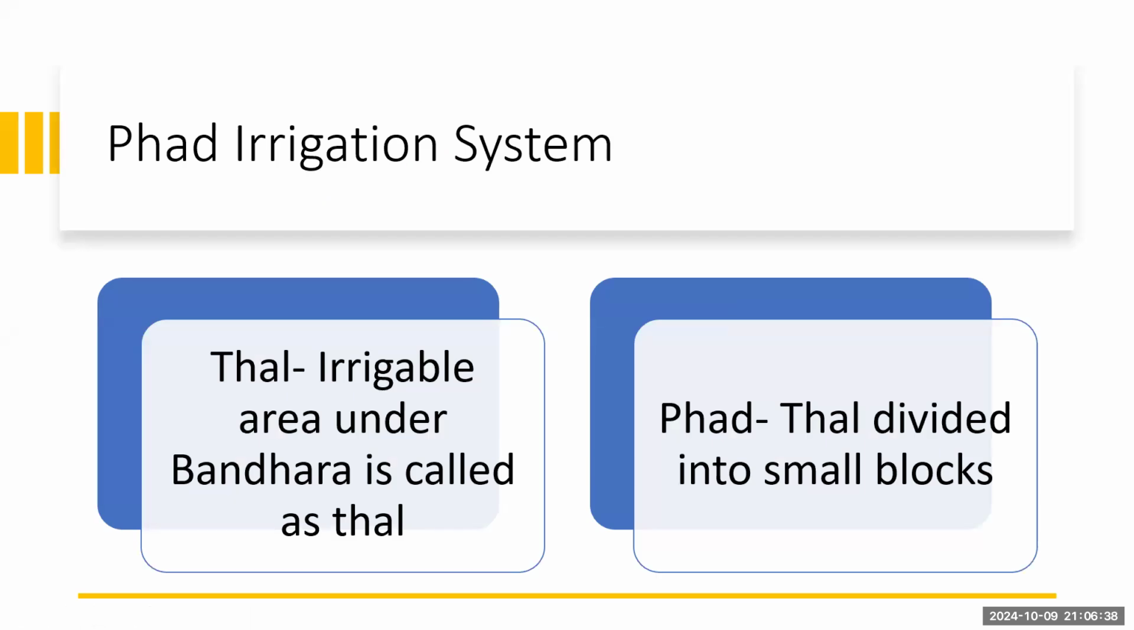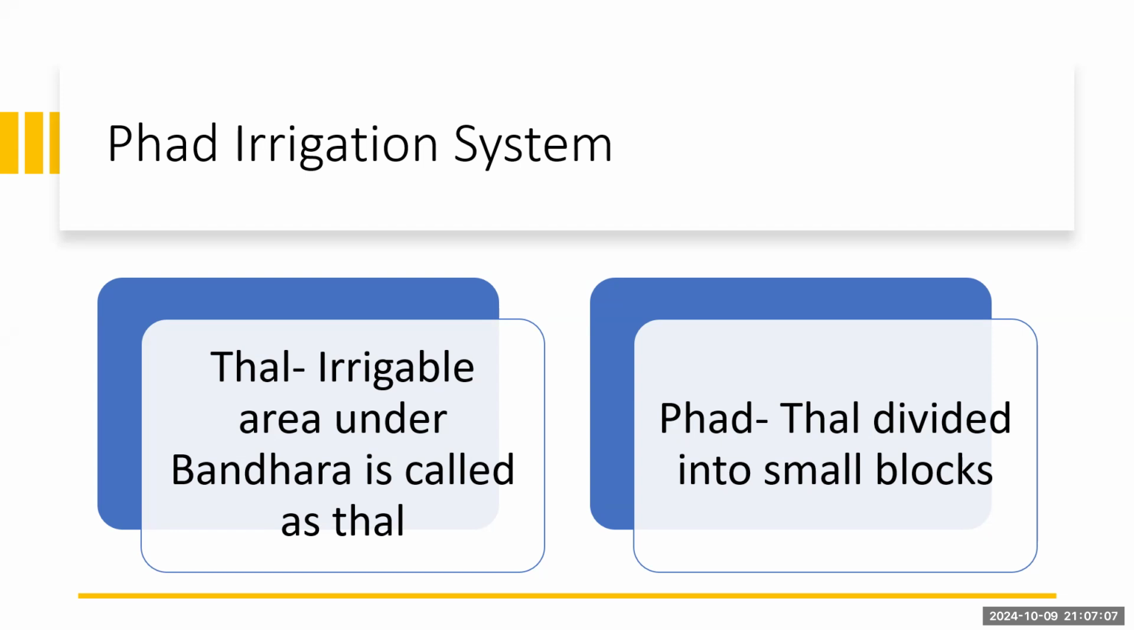Now, in this Bandhara irrigation system, the flood irrigation system is implemented. So you might have heard the word flood. The word flood is a part of the flood irrigation system. There is a term thal. Thal is one term and flood is another term. So what is thal? Thal is the total irrigable area under Bandhara. That is called a thal.